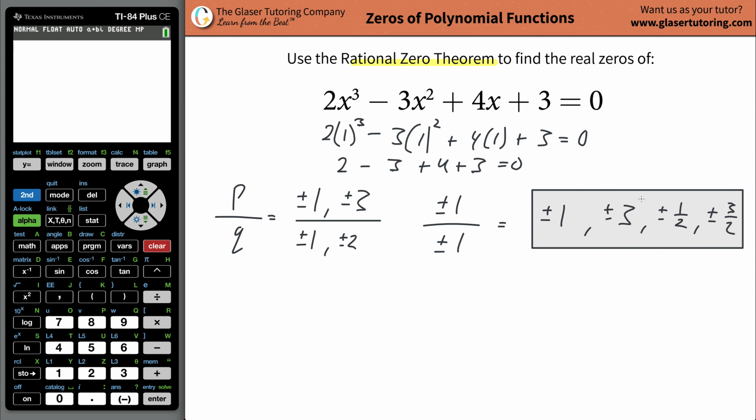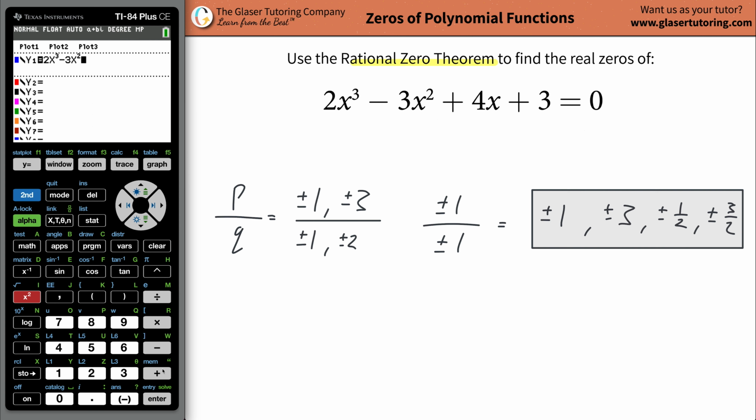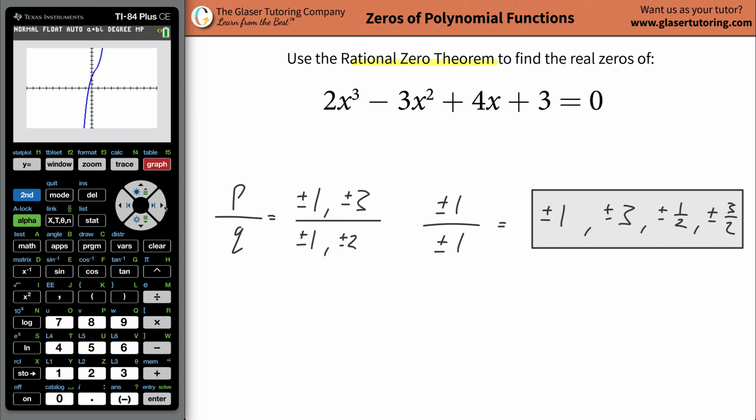That's great. Now you've got 7 more to go. I mean, this is a little bit ridiculous and very inefficient. So what I would look to do here is gain a little bit of insight by graphing the thing. So let's just plug it into y equals 2x cubed minus 3x squared plus 4x plus 3, and then hit graph.